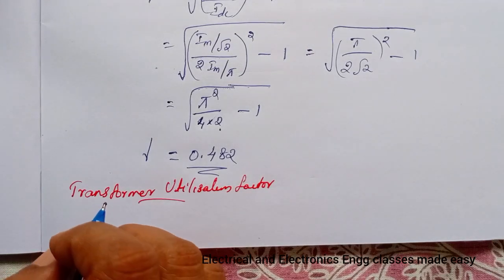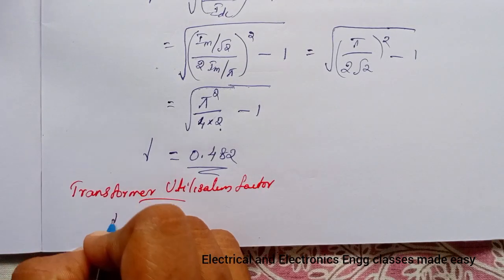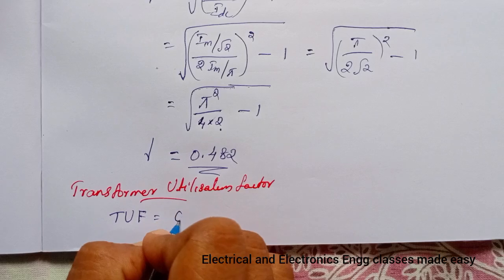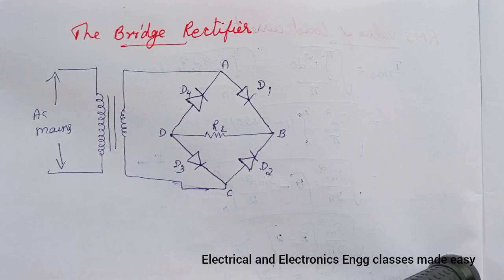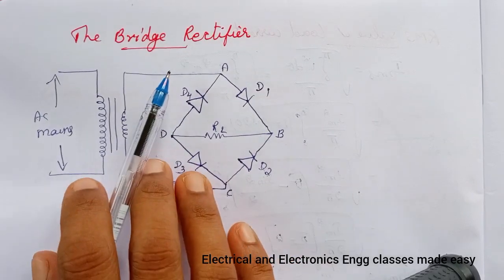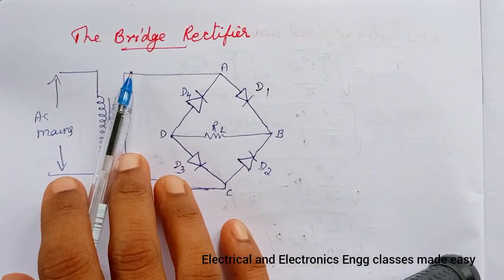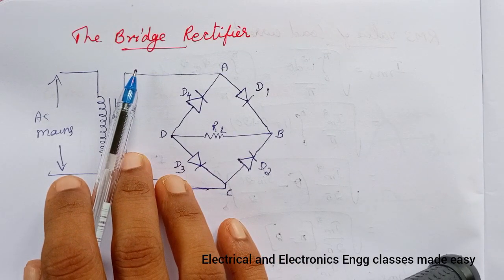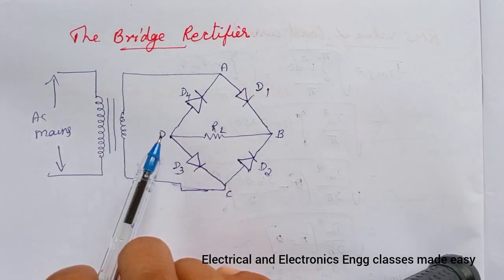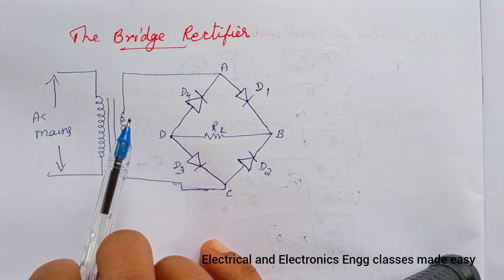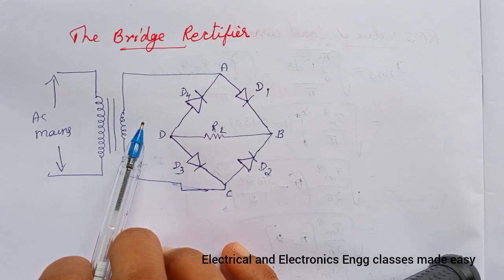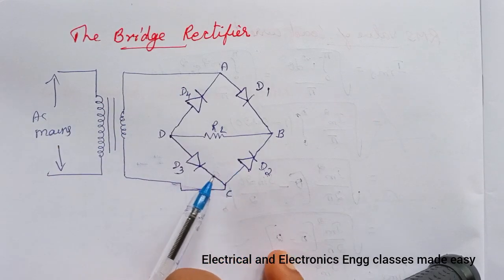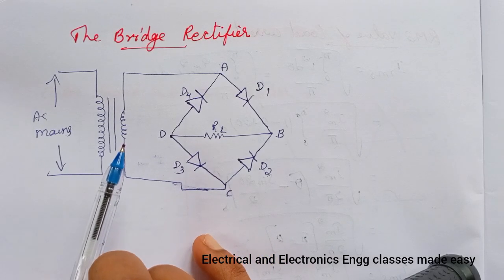And in the case of center tapped full wave rectifier, transformer utilization factor is equal to 0.612. Next is bridge rectifier. The bridge rectifier is the most frequently used circuit for electronic DC power supplies. It does not need a center tap transformer. So this is the circuit diagram of bridge rectifier.